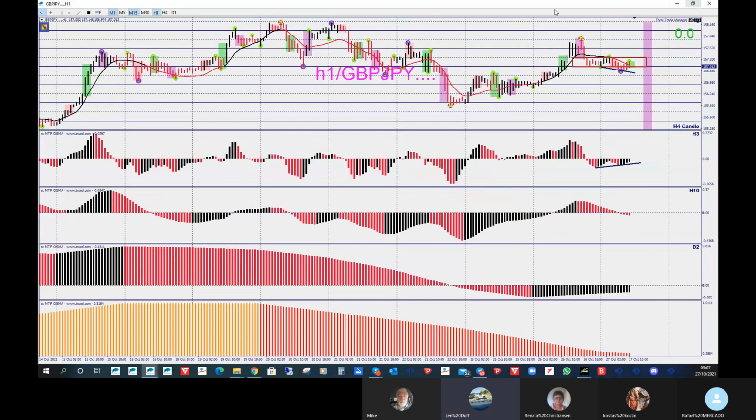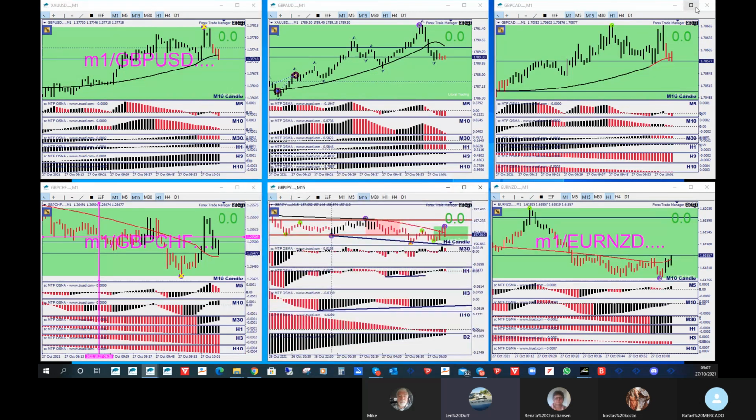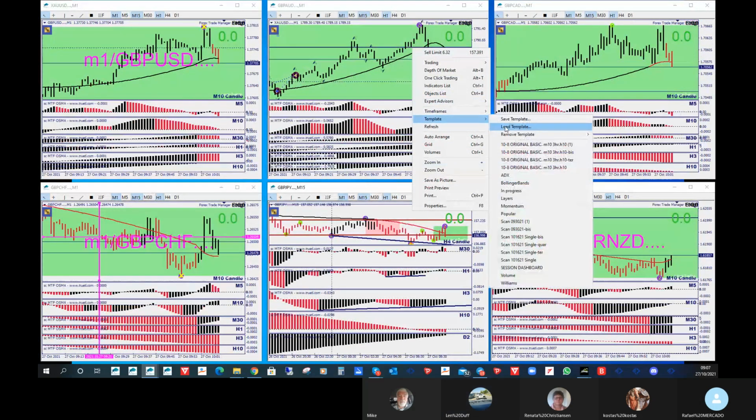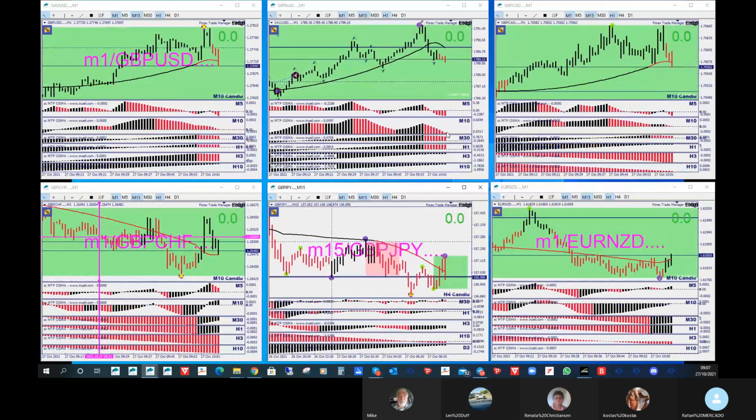You got a 2 ball at the bottom of the 15, so it doesn't really move that much. But yeah, it was a good trade at the top of the Asian session though.